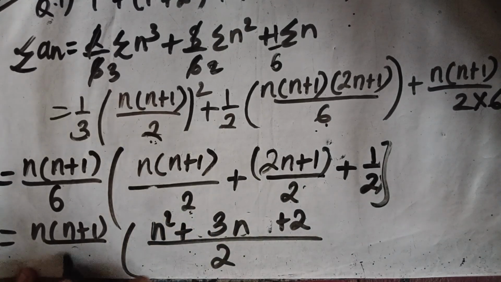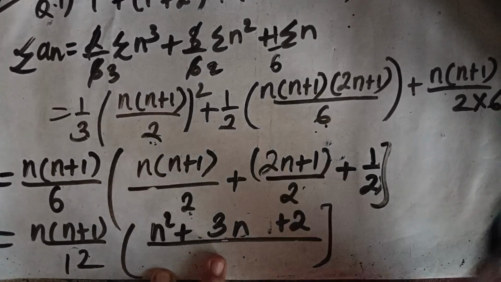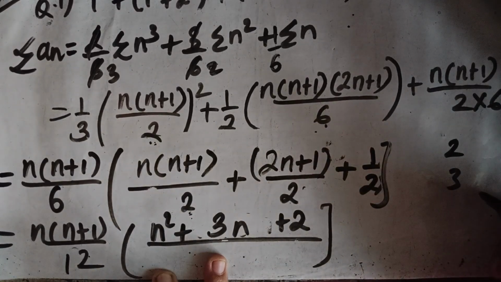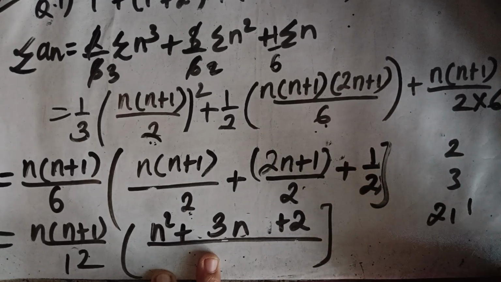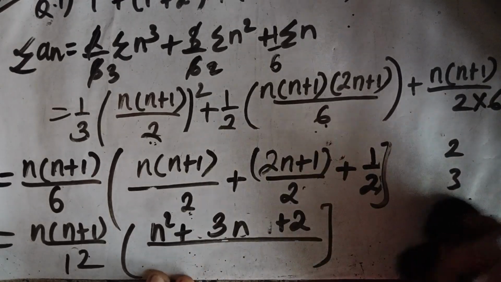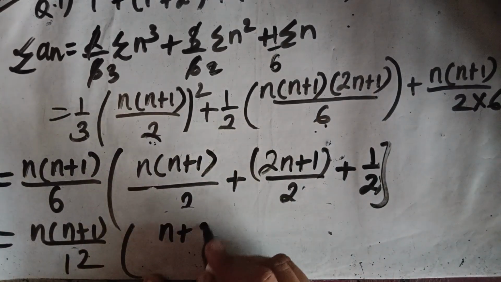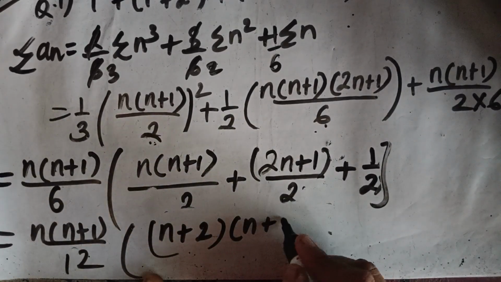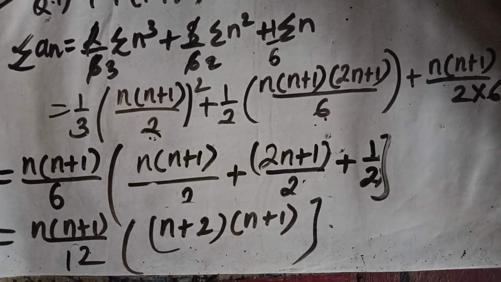Upon 6. This you have to factorize. So 2 and 3, the factors are 2 ones are 2. So n plus 2 and n plus 1.